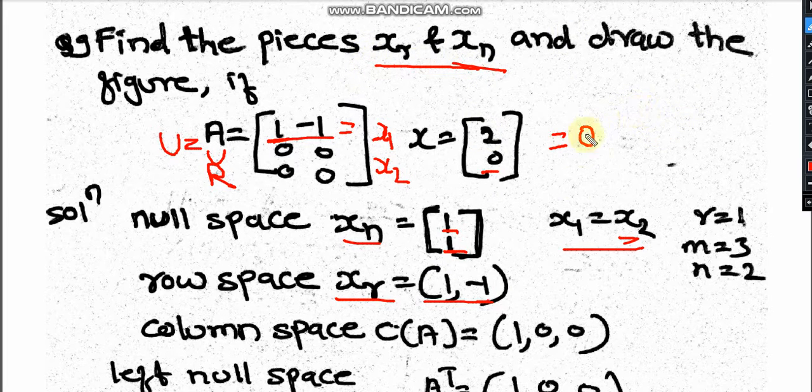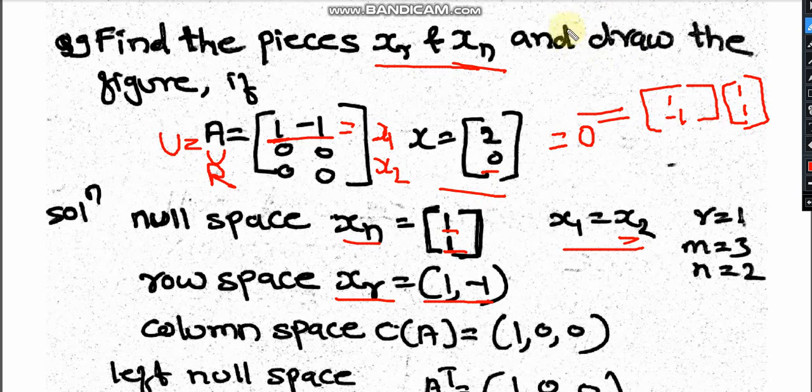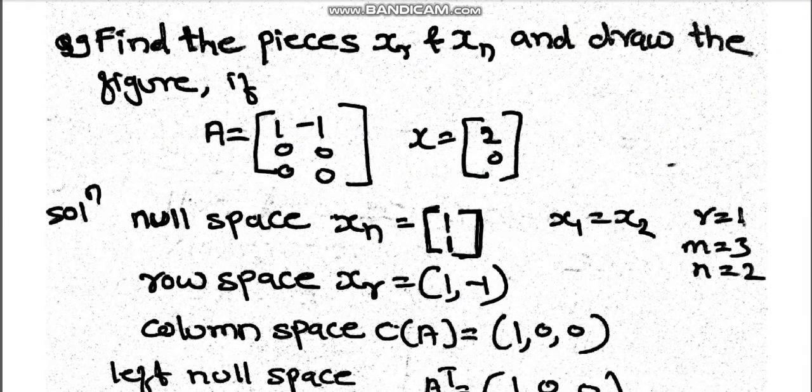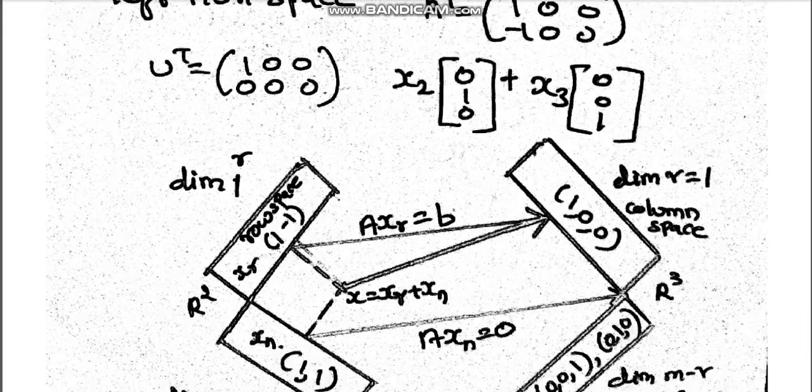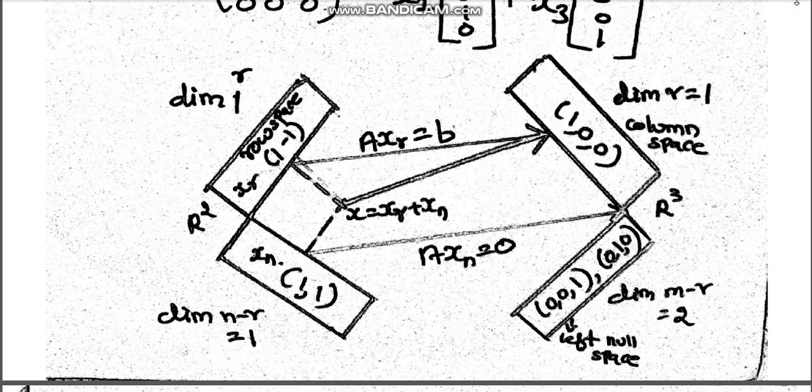So here you can write x in a column, that is 1 as x star, 1 minus 1, and xn as the transpose 1 1. You will be getting this equal to x. So we have already found the pieces xr and xn. Now just draw the figure. That figure I have already explained to you. So this is the figure.